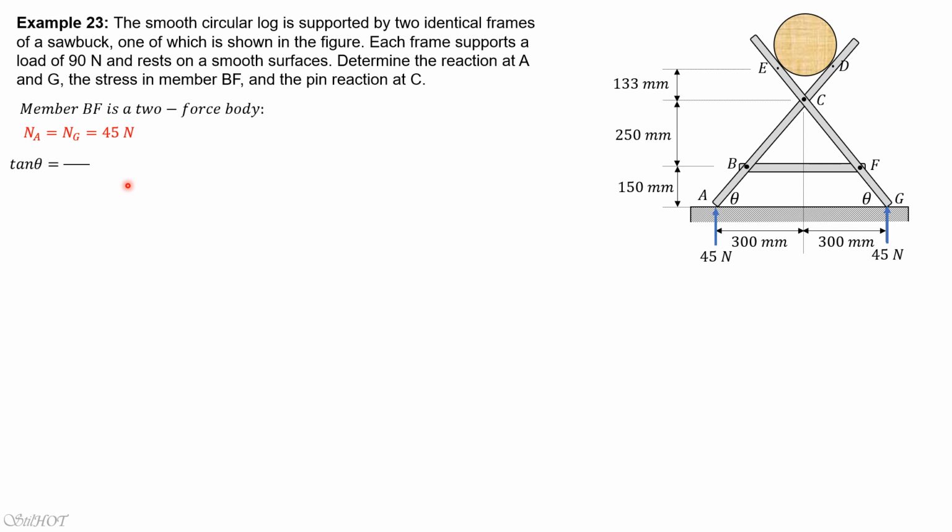So let's find the angle. Tangent theta is 400 because 250 plus 150 is 400 mm, divided by 300. So theta is 53.13 degrees.